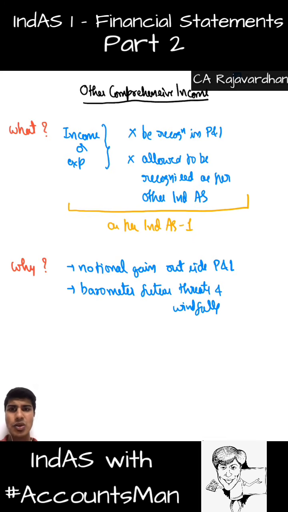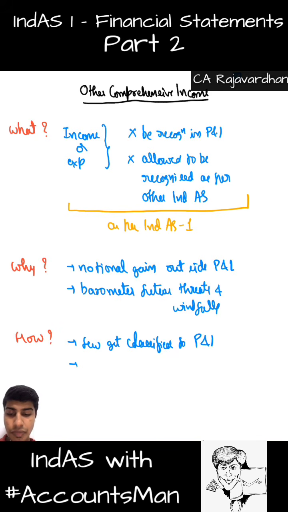The next question is, this is all fine, but how are we going to treat this when it is notional? Few of these items will get transferred to P&L account, few of these won't get transferred to P&L account. What is it? Few get classified to P&L over a period of time, few don't get classified to P&L.